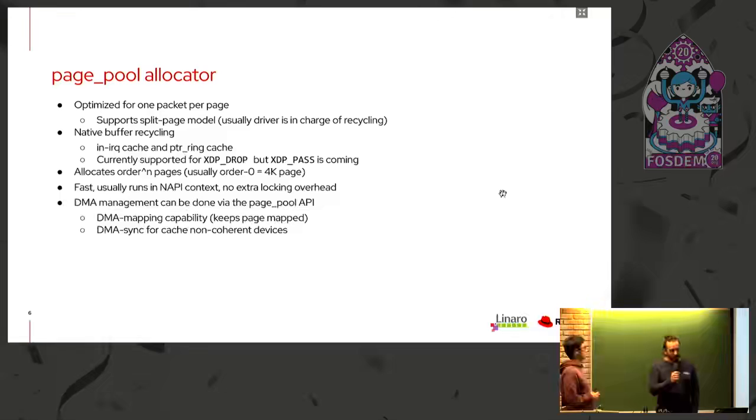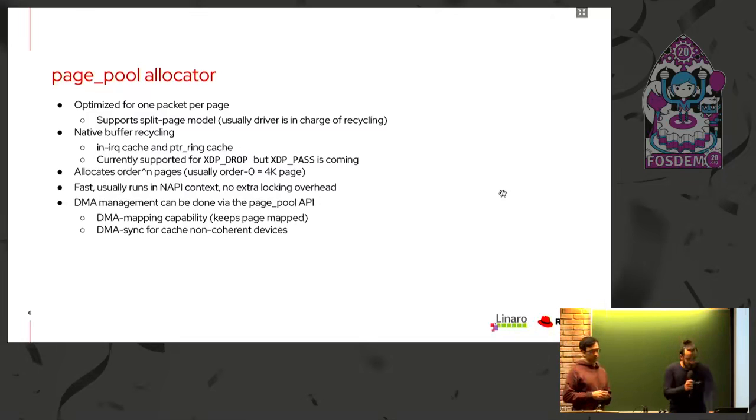So the page pool allocator we have is optimized for one packet per page. We have use cases of people splitting the page and fitting multiple packets in it, but you can't recycle based on the page pool allocator recycling functions. You have to recycle on your own in that case. On the native packet recycling, we do it in the NAPI context mostly, so this is really fast because you don't have any extra locking overhead. You're already protected by the NAPI context.